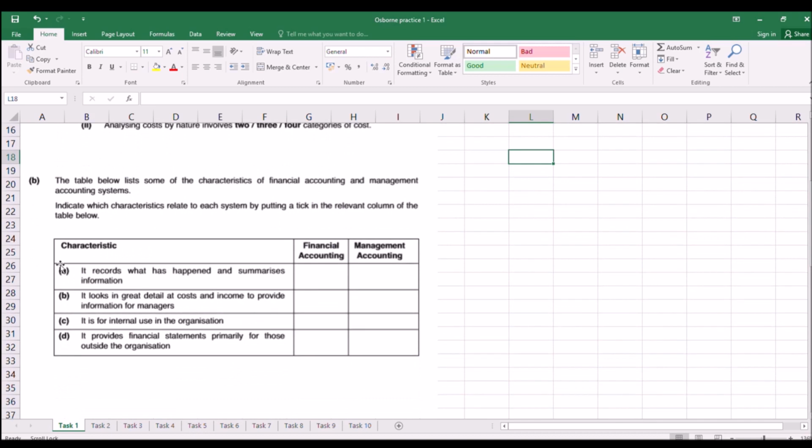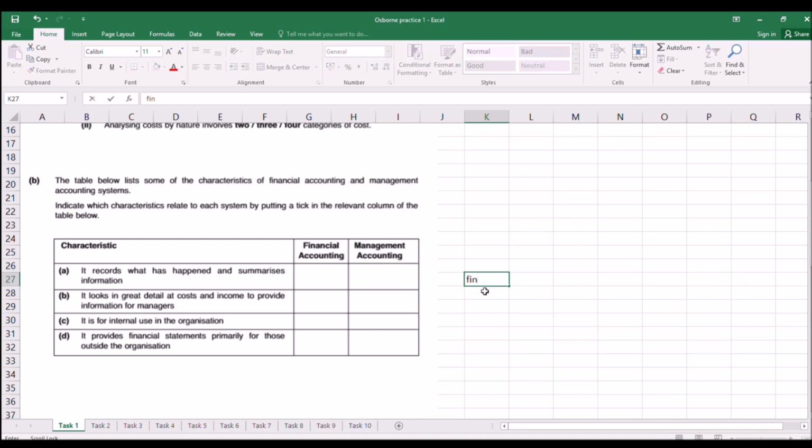Okay, the table below lists some characteristics of financial accounting and management accounting. So financial accounting is the price for having limited liability of a company. Companies are accounting in a very specific way for the outside world, to produce credit checks and what have you. And management accounting is what you're using with your managers to be able to run the business. Right. Indicate which one? It records what has happened, so past time, and summarises information. Feels very financial accounting, that one to me. So we're going to go for probably A for financial.